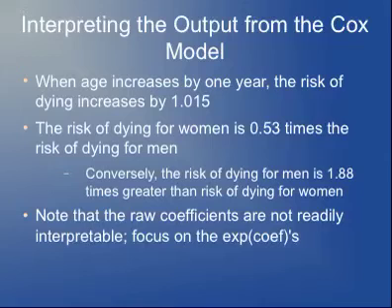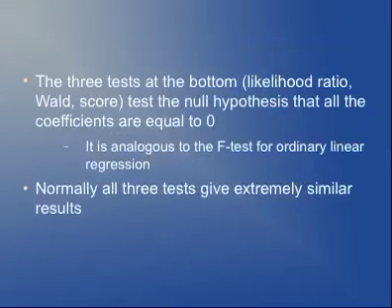So the raw coefficients are hard to interpret. You should focus on e to the coefficients as I described earlier. The 3 tests at the bottom, I guess I went over this briefly as well. They test the null hypothesis that all of the coefficients are equal to 0. It's just like the F test for ordinary linear regression. And in virtually every example that I've seen, all 3 tests give nearly identical results. You can just choose your favorite to report in the paper.